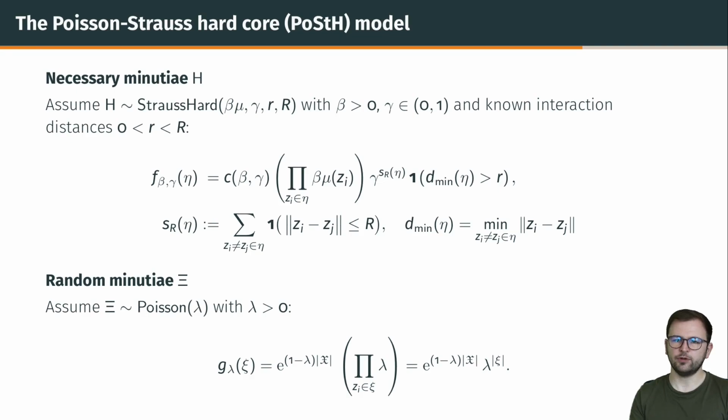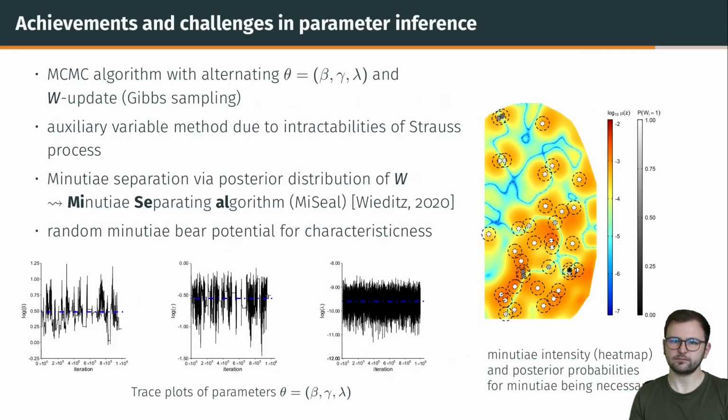The random minutiae are modeled as a Poisson process with a certain intensity, which we do not know yet, but somehow correlates with the slope of this regression line, which we saw before. And now was the question, okay, how can we do inference on all these model parameters and on the latent variable W? So to this end, we propose a Markov chain Monte Carlo algorithm with alternating parameter update and label update steps. And implementing such an algorithm is unfortunately not straightforward due to intractabilities in the Strauss process and requires the application of auxiliary variable methods.